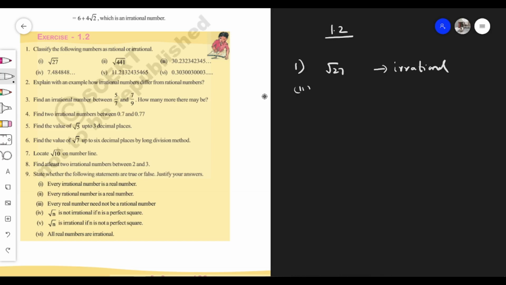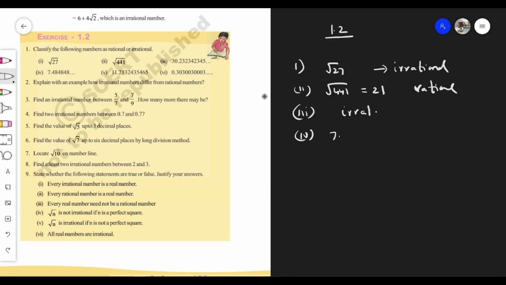What is the second one? Square root of 441. Okay, it is a perfect square, 21. That's why it is rational. And what about the third one? Third one, see, notice the number 30.2323. Okay, until then okay, but 42345. It looks as if some disorder. Nothing is repeating and it is non-terminating. So that's why it is irrational. Third one is irrational.